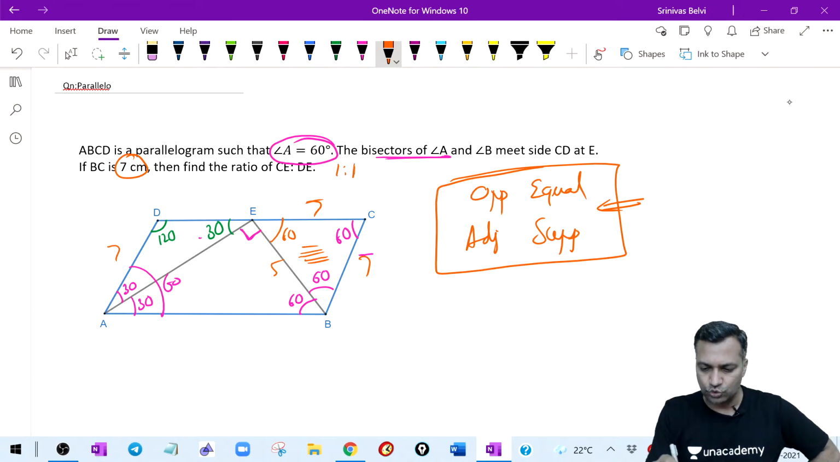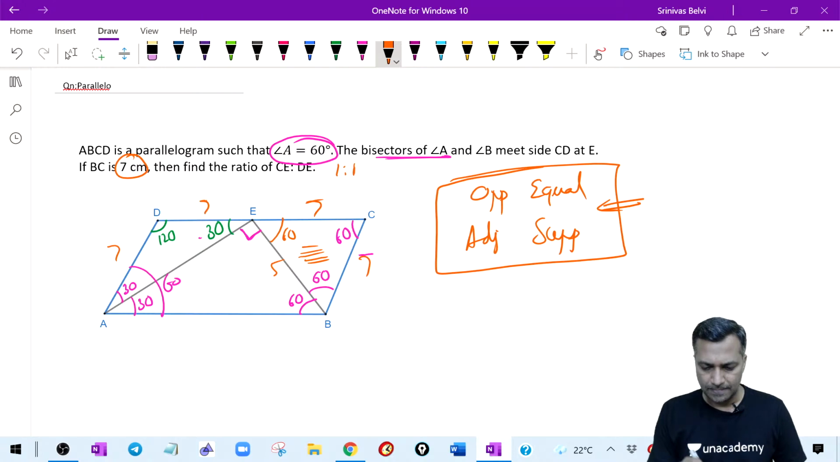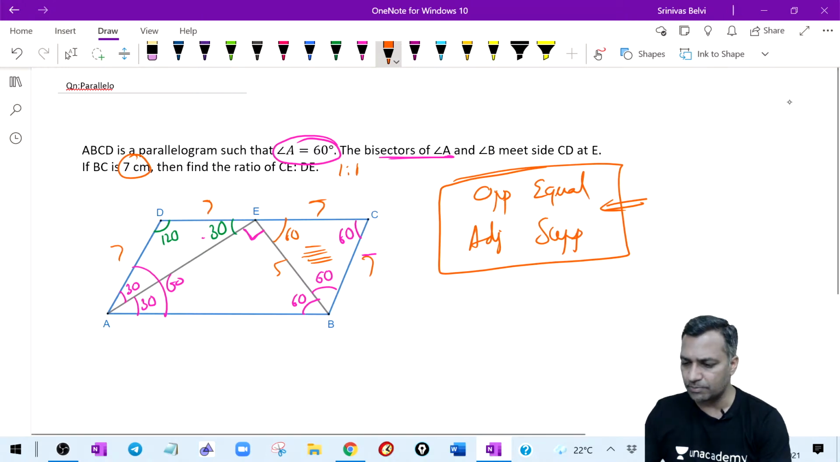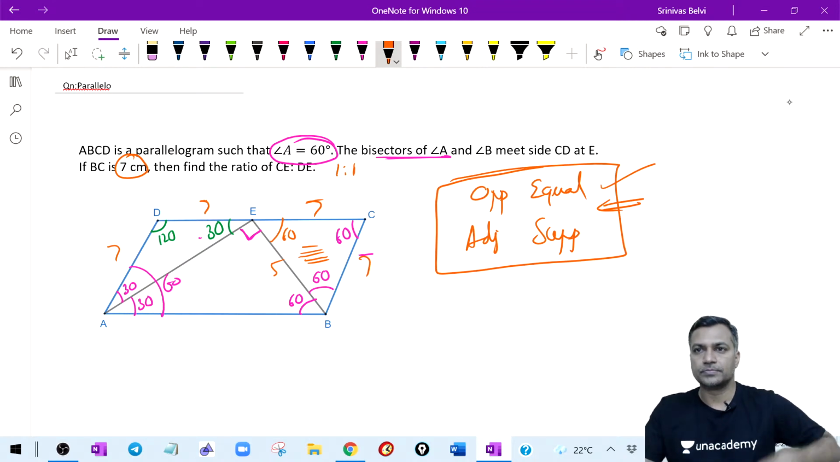Therefore, it is 1:1. All comfortable, my friends? Clear? Everybody clear on this? We were only using a premise where opposite angles are equal and adjacent angles are supplementary.